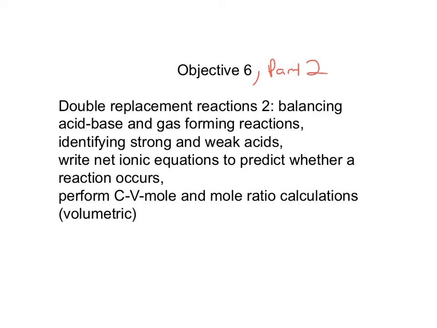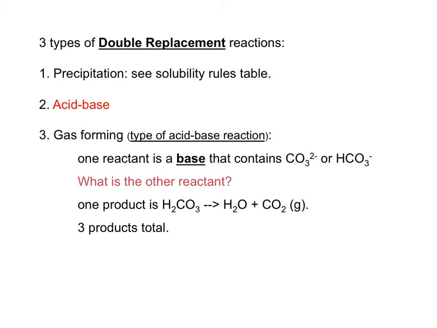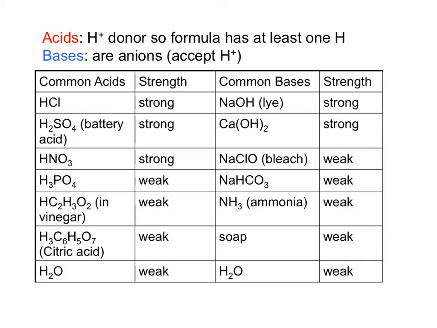In this video, we're going to look at gas-forming reactions, which is a type of acid-base reaction. In a gas-forming reaction, one reactant is a base that contains the carbonate ion or the bicarbonate ion. Stop the video and figure out what is the other reactant. And the answer is an acid.